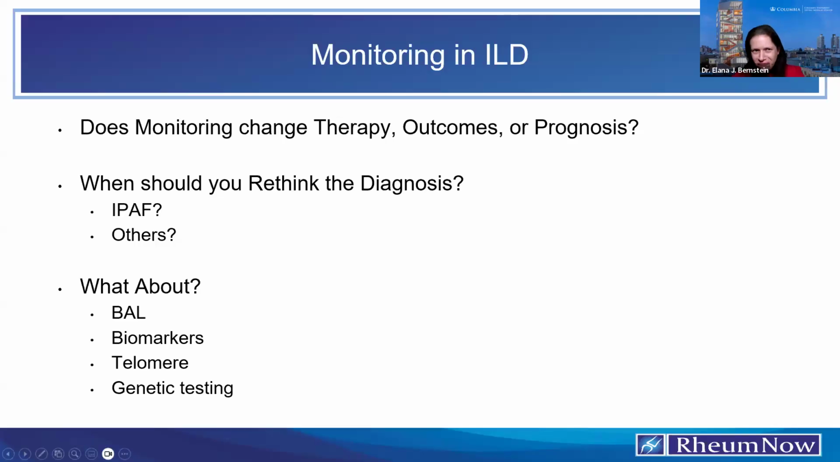Can I tackle the first one? Yes. We'll see if others agree or disagree. But I do think monitoring changes therapy and outcomes. And I think we monitor patients precisely because we want to know if the therapies that they're on are effective, if they're leading to stabilization of their disease. Obviously, we hope for improvement, and that's possible in myositis, but less likely in the other SARD ILDs. If someone is progressing on their current therapy, we need to change it up.